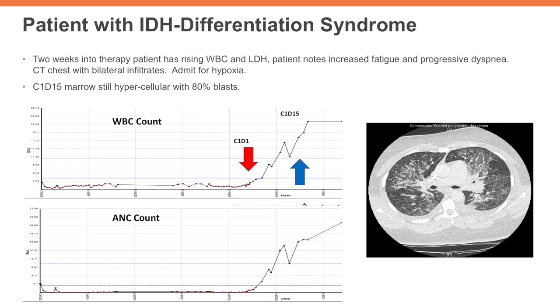You can see in the red arrow on top, the start of cycle 1, day 1 of the IDH2 inhibitor in his case. And you can see that really rapidly over a period of about 2 weeks, at cycle 1, day 15, his white count is markedly elevated. You would initially be concerned that this patient could be progressing, that this could be some sort of rapid proliferative leukemia. However, you look below and the neutrophil count is increasing. So these are mature white cells that are developing with treatment on this IDH inhibitor.